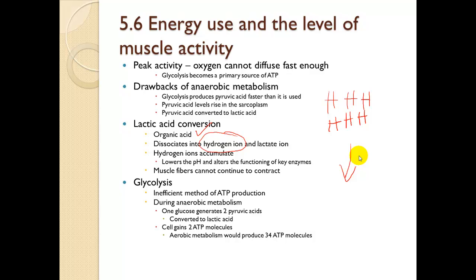Glycolysis: an inefficient method of ATP production. During anaerobic metabolism, one glucose generates two pyruvic acids. Converted to lactic acid, the cell gains two ATP molecules. Now here's the difference, and this won't take a math professor to figure out. Whenever you're in an anaerobic state of metabolism, you produce a net gain of 2 ATP molecules. Whenever you're in aerobic metabolism, or with oxygen, you produce 34 ATP molecules. Now which one is going to get you the bank faster? And the answer is aerobic metabolism.